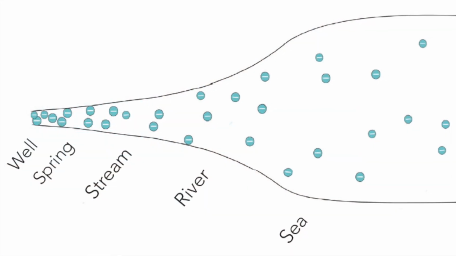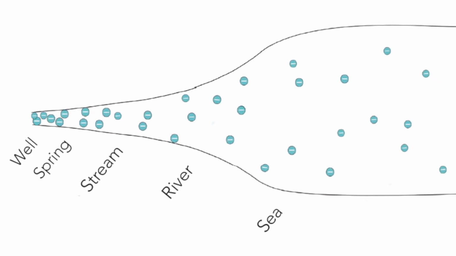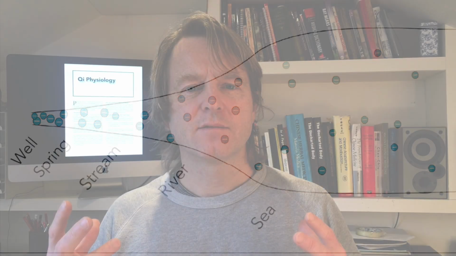And chi has been described in the classics as being exactly the same as water. So it flows in the same way as the water. And that's why all the points tend to be named after water. So for instance, you have well, spring, stream, and sea. Now, water, interestingly, flows in the same way as electricity.